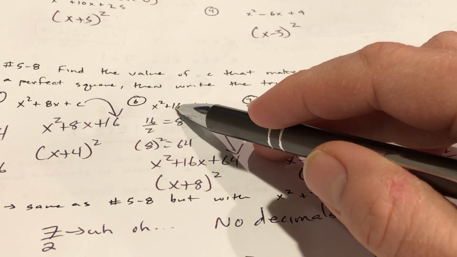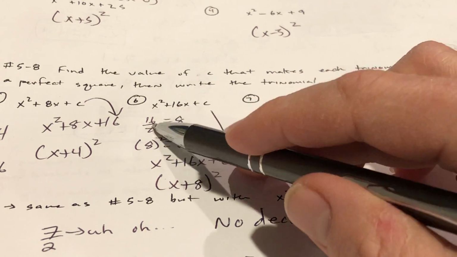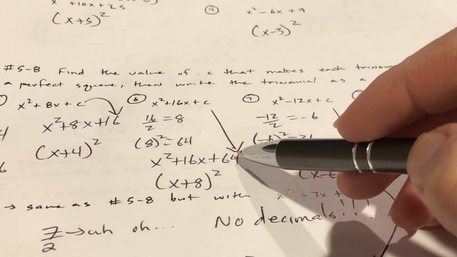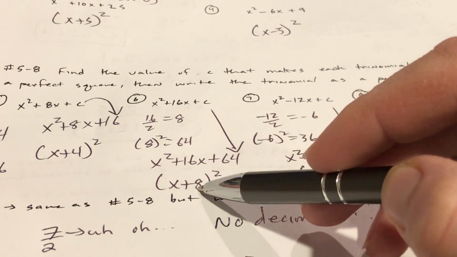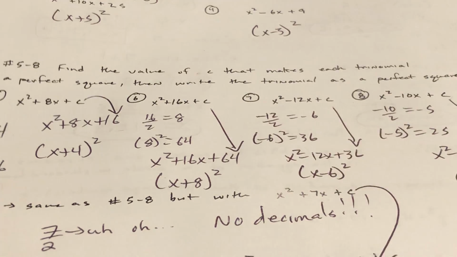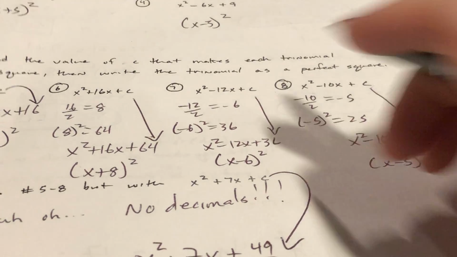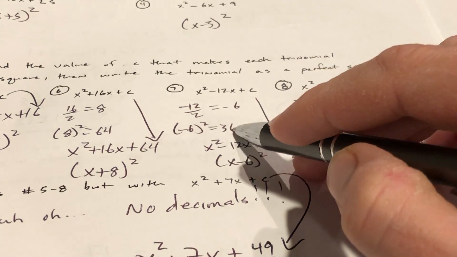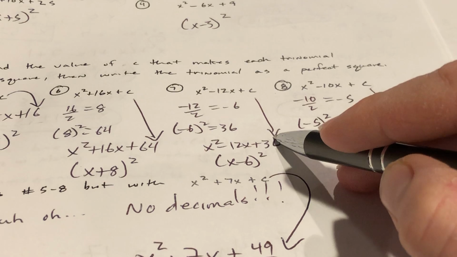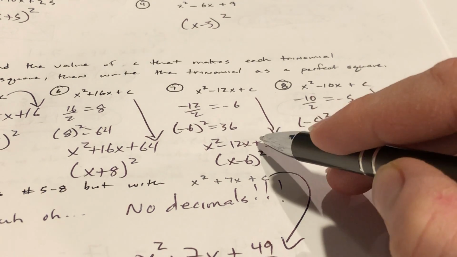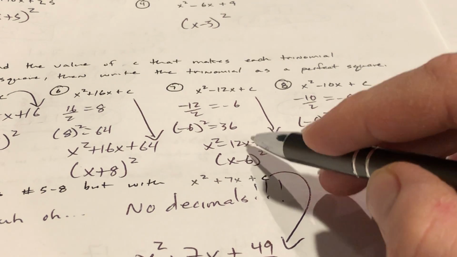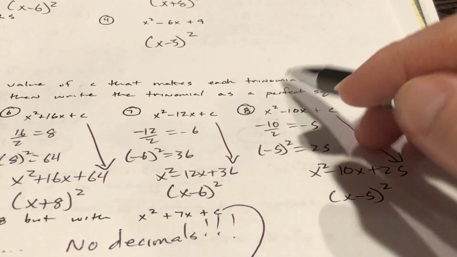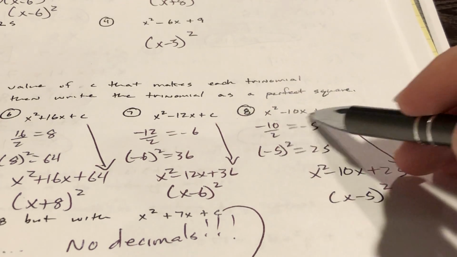I take half of 16, which is 8, and then I take 8 and square it. So c is 64. What multiplies to 64 and adds to 16? 8 and 8. X plus 8 squared. I take half of negative 12. Half of negative 12 is negative 6. I take negative 6 and I square it. I get 36. C is 36. What multiplies to 36 and adds to negative 12? Negative 6 and negative 6. X minus 6 squared.